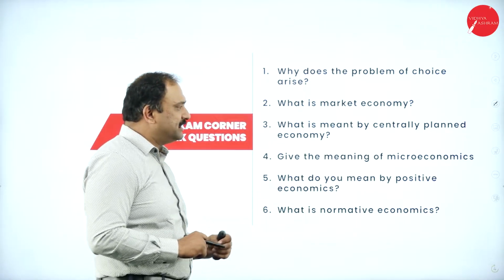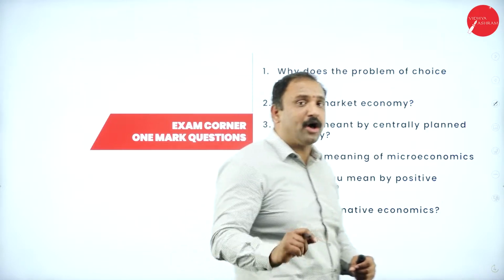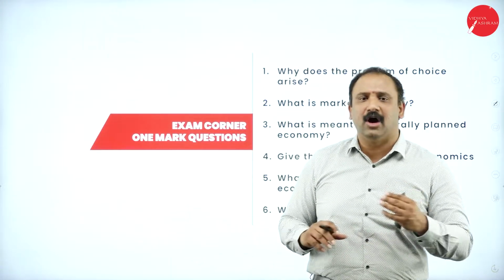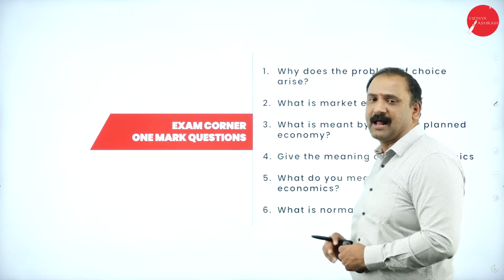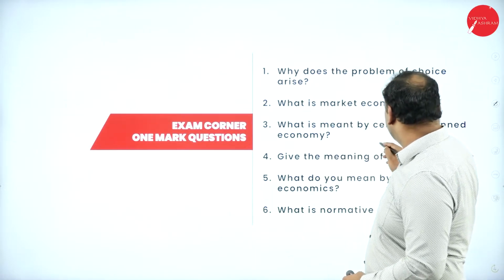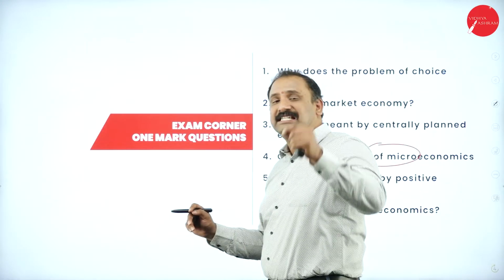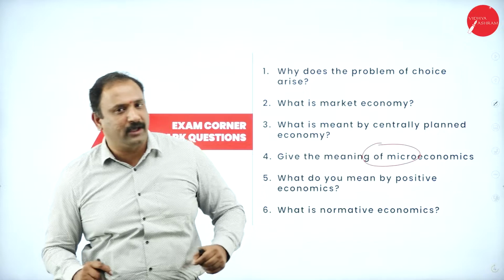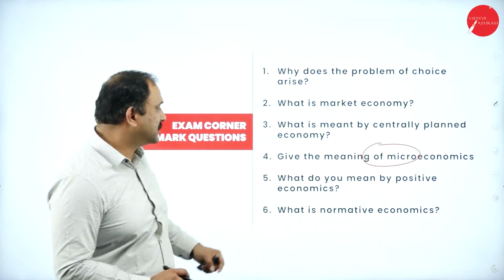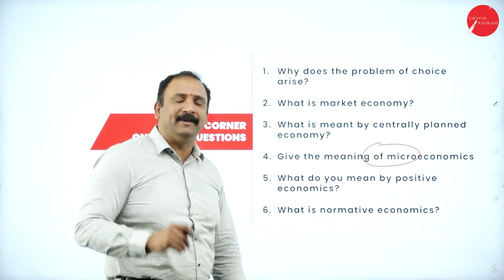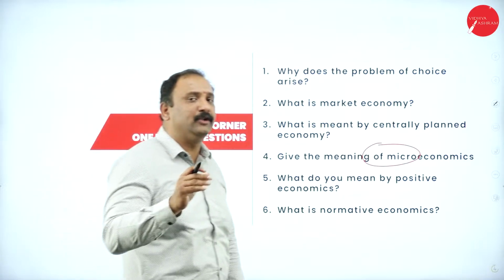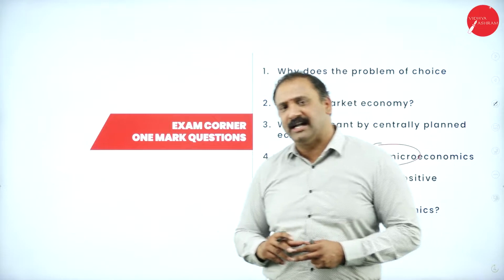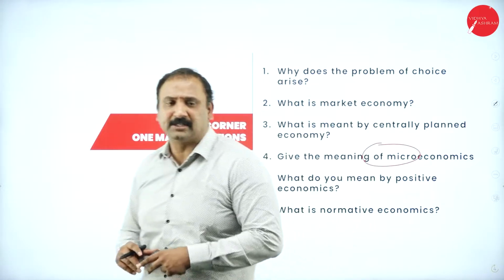What do you mean by centrally planned economy? The economy in which the activities are run by the government, we call it the centrally planned economy. Now, give the meaning of microeconomics: study of individual needs and wants. That's what we call microeconomics. What do you mean by positive economics? An economics where we study the root cause analysis. That's what we call positive economics.